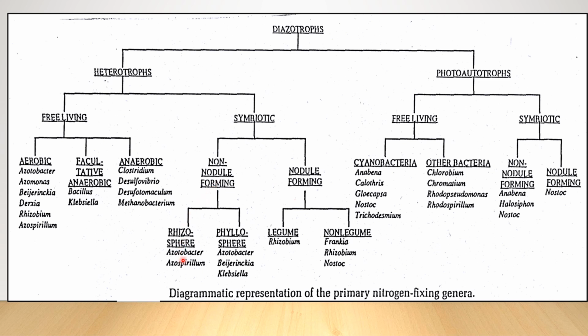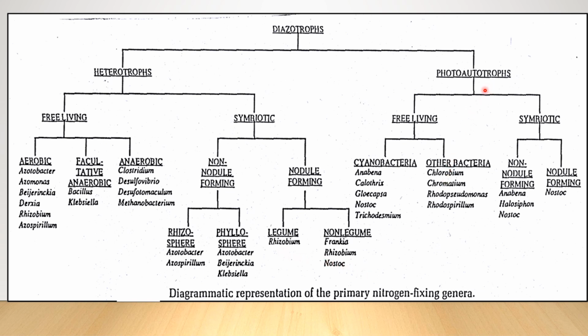Non-nodule forming include the rhizosphere, that is the area around the roots, where they will be present. Under rhizosphere, we have the examples Azotobacter and Azospirillum. Then we have phyllosphere, with examples again Azotobacter, Beijerinckia, Klebsiella. Then coming to nodule formation, we have two categories, legume and non-legume. The famous one which we'll be studying is Rhizobium, and the non-legume includes Frankia, Rhizobium, Nostoc, etc.